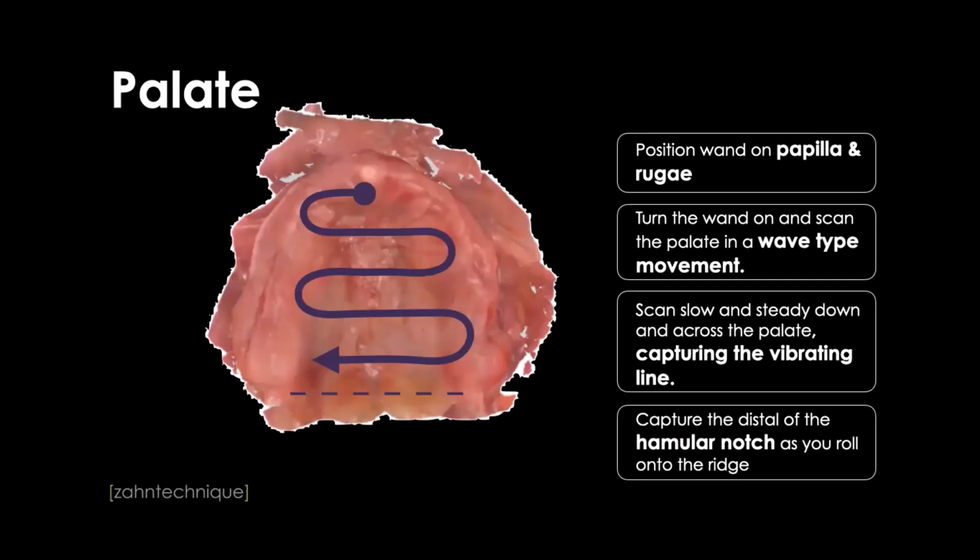Turn the wand on and scan the palate in a wave type movement. Snake, can also say wave. Scan slow and steady down and across the palate, capturing the vibrating line. Capture the distal of the hamular notch as you roll onto the ridge.